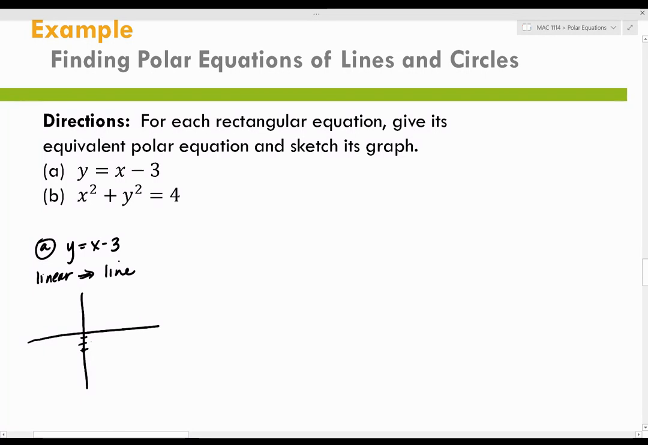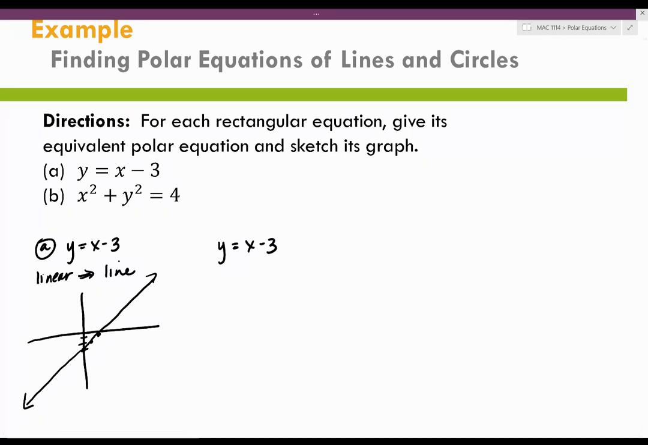So that means I would rise 1, run 1, rise 1, run 1. So my equation in the linear system would look something like that. So I know that when I convert this equation to polar and I graph it using my calculator, I should get the exact same shape, okay? All right, so let's take this equation. So we have y equals x minus 3, and we're going to convert it to polar.